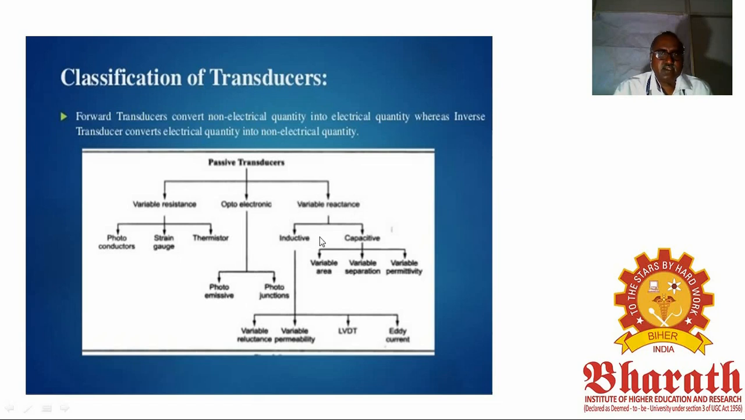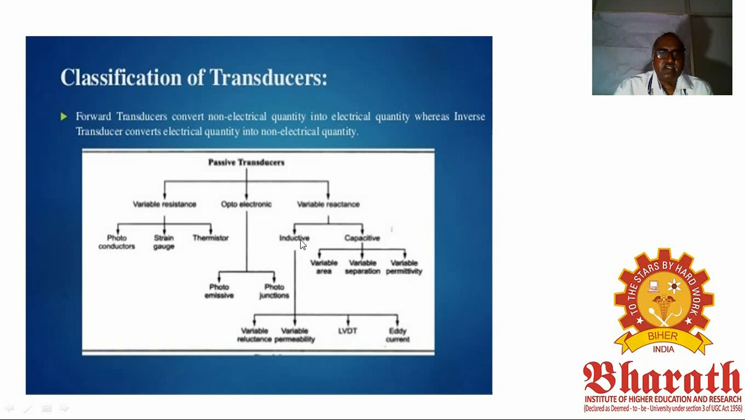The variable reactance can be further classified into inductive reactance and capacitive reactance. For the capacitive reactance, we know the well-known formula C = epsilon A by D. Epsilon is permittivity. So if you vary the epsilon, then the capacitance will vary. Similarly, we can vary the area, that is A, and also the separation between the plates. So all these three types of variation will produce the capacitive reactance variation.